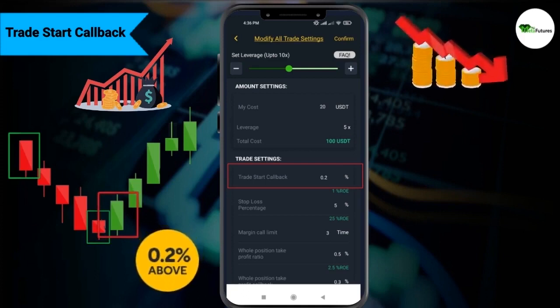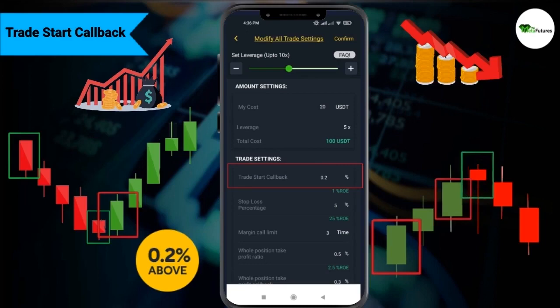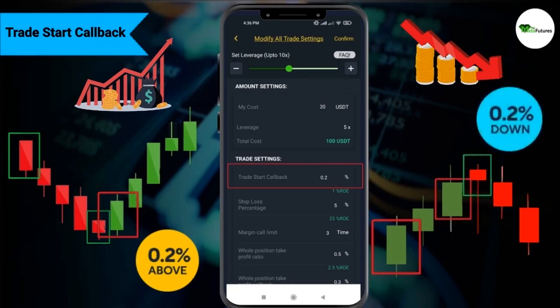Same in another case, if you have placed an order that the market will go down, then the bot will not place an order here. It will wait for the market to go up as far as possible to get the highest value to start the trade. Whenever the market goes down by 0.2%, then immediately the bot will place an order.